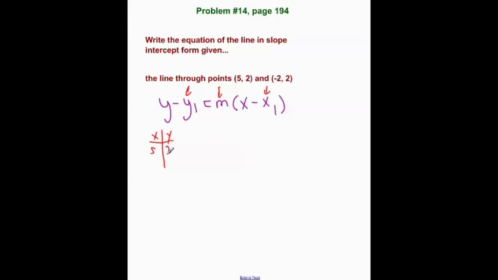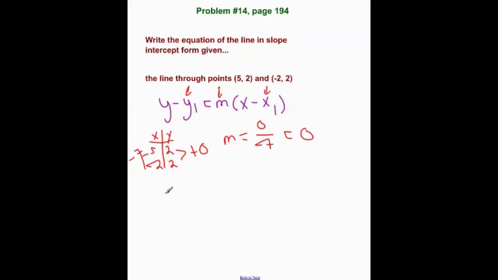We got 5 and 2 and negative 2 and 2. That's a negative 2 over there. That's a plus 0 because we're talking about how far apart they are. That means differences. And this is a minus 7. So my slope is equal to 0 over negative 7, which of course equals 0. So I'm going to plug it in now. Let's go ahead and do that.